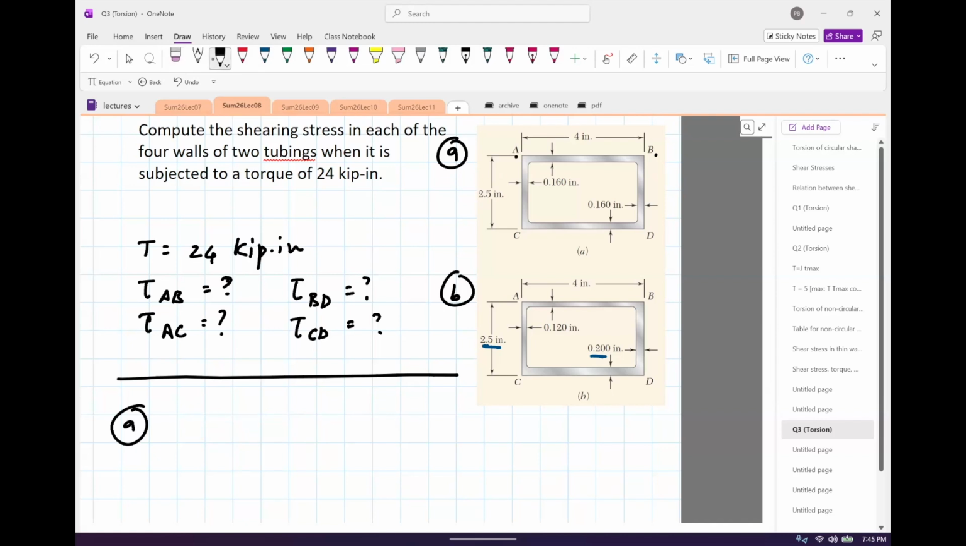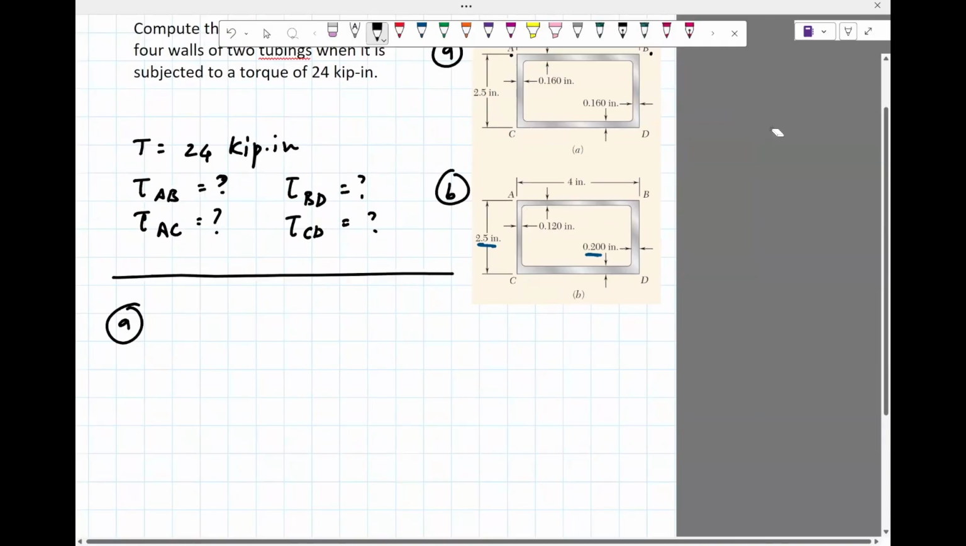So 12 times the thickness, which is 12 times 0.2, is approximately 2.5, right? 2.5 being one of the dimensions. So we can say that this is actually a thin beam, and we can use a thin beam formula. That's just what we're given here, but that's how the reasoning will follow.